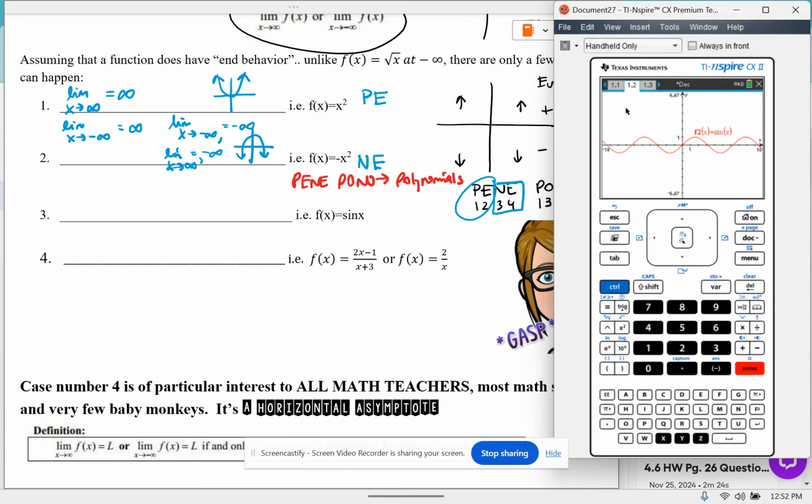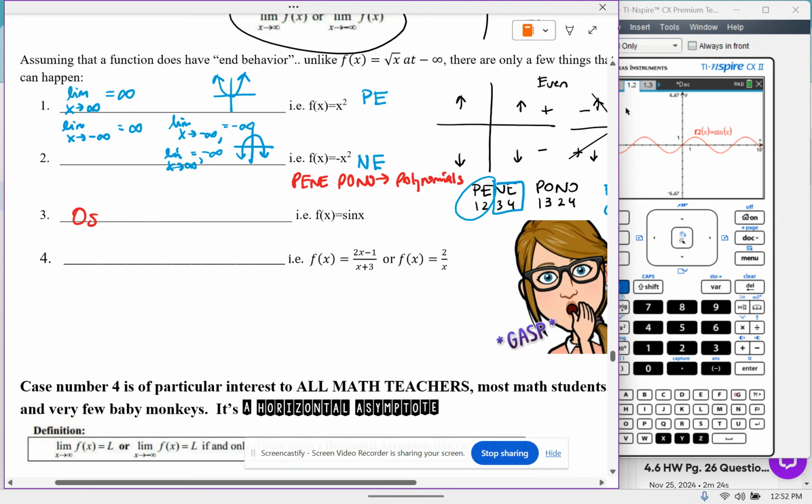We call this an oscillating function. We would say that its end behavior doesn't exist. Because you can't say a specific value that it's approaching as we head out towards infinity. It just keeps repeating. So we call this an oscillating function. Does not have end behavior.